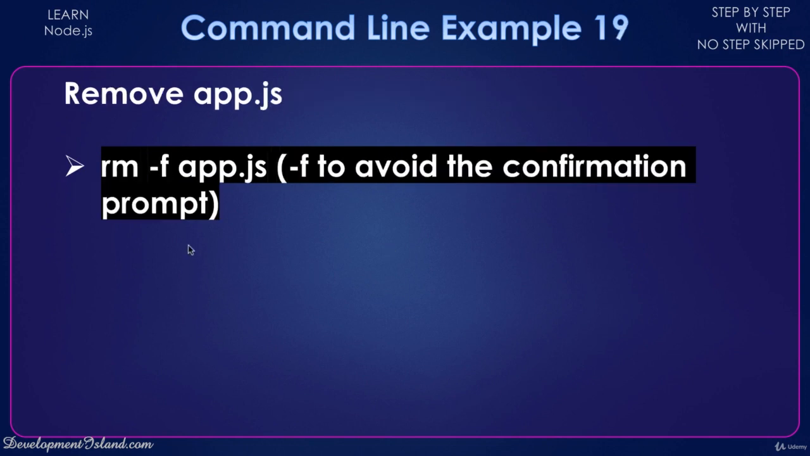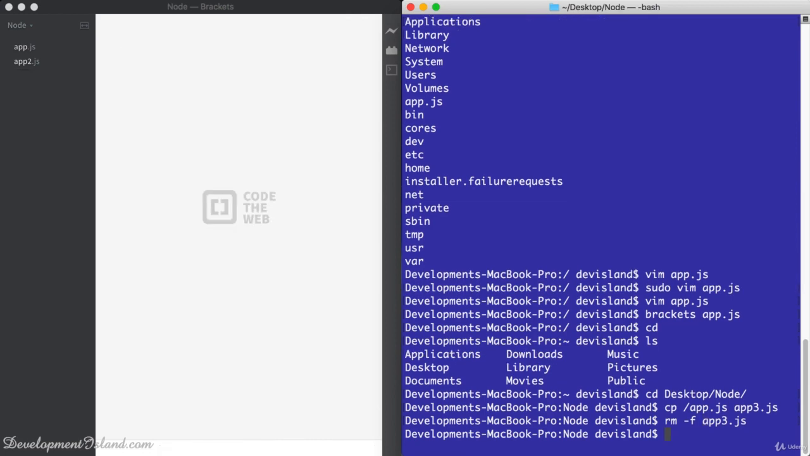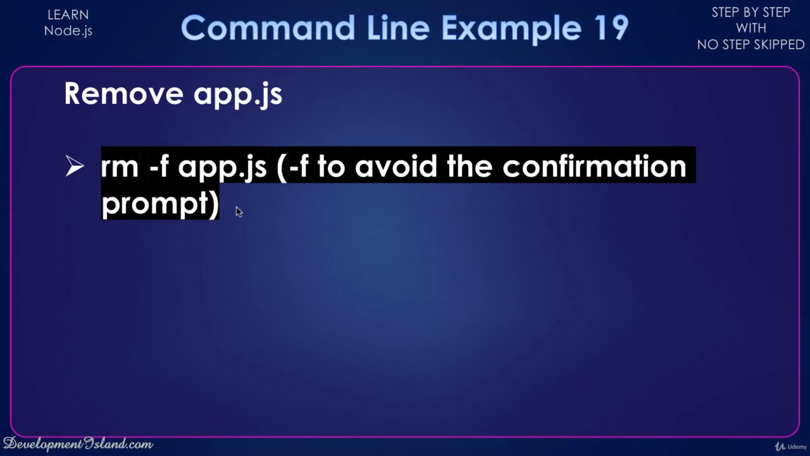All right. Now let's move to the next example. Now, if you want to remove this file, so let's remove app3.js. So you can do that. And in this case, you're going to get a confirmation prompt. If you want to avoid that, you can just use the F option. And now this file is going to be removed.